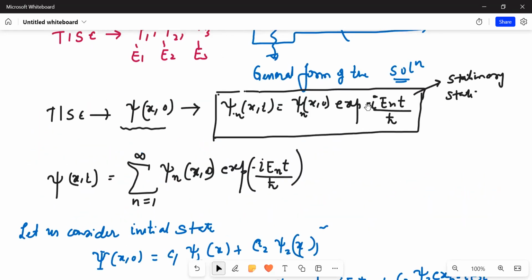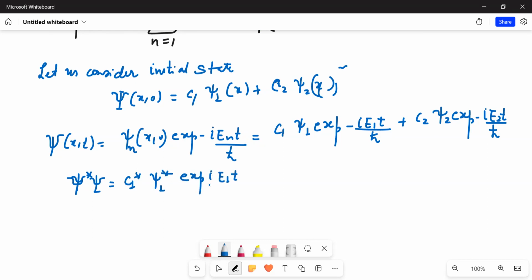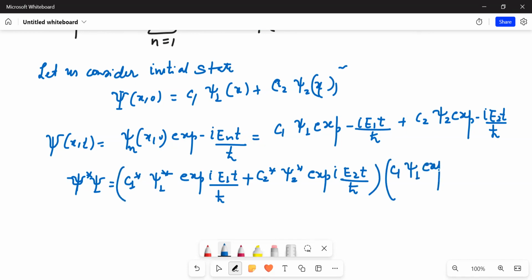If I'm writing a single term, not a linear combination, this is clearly a stationary state. Indeed, I will get only psi n mod whole square. I will not get this time dependent term, as the exponentials cancel each other. Now let us try to find the probability density, simply psi star psi. It would be equal to C1 star psi1 star exponential of iota E1 t upon h cut plus C2 star psi2 star exponential of iota E2 t upon h cut, times the entire thing which is psi.